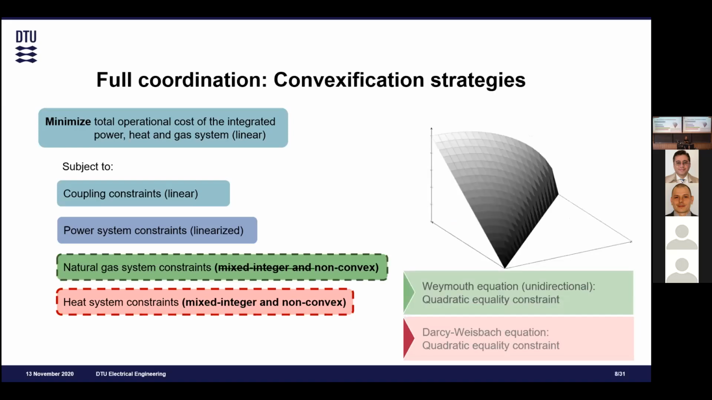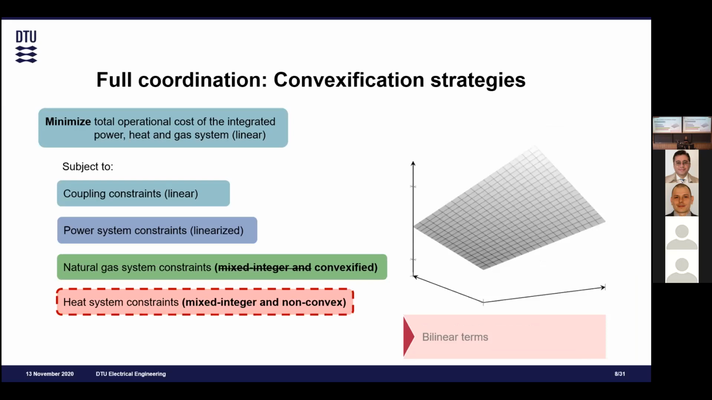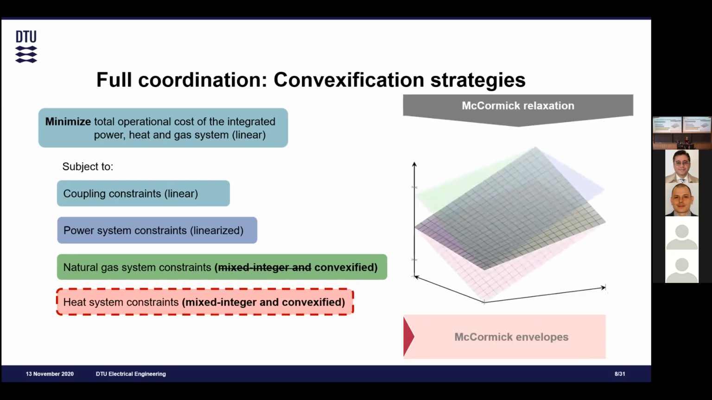So first we assume that we know the flow directions in the gas network, and then the original quadratic equality constraints that relate the pressure drop to flow rates, both the Weymouth equation and the Darcy-Weisbach equation, describe the surface of a cone as shown here. And we propose to convexify them by relaxing them and extending the feasible space to include the inside of the cone as well. And we end up with a second order cone constraint. On the heat side, we also have bilinear terms for mass flow rates and temperatures, and they can be relaxed using McCormick envelopes.